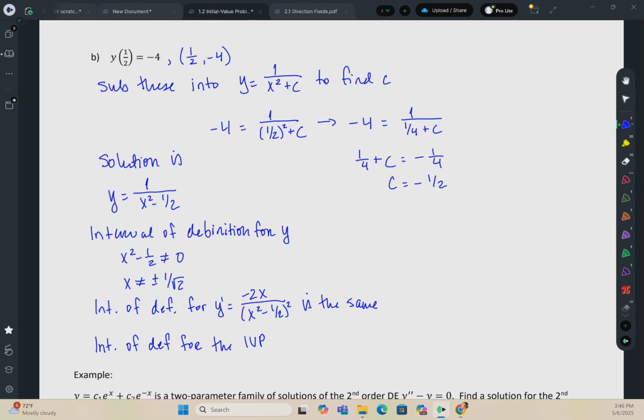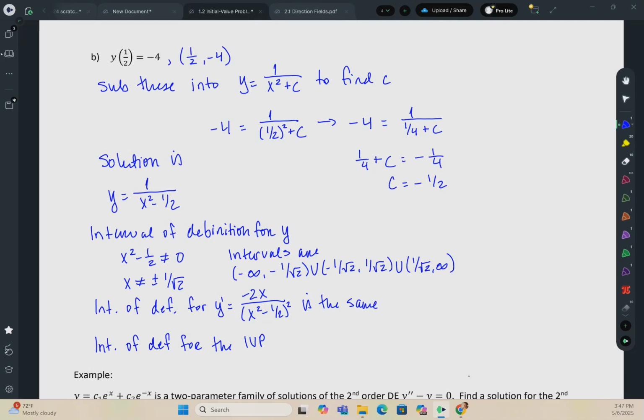Okay. Now, I want to go back up above where I wrote x is not equal to plus or minus 1 over the square root of 2. We could say the intervals are minus infinity to minus 1 over square root 2, union minus 1 over square root 2 to positive 1 over square root 2, union 1 over square root 2 to infinity. And so for the interval of definition for the IVP, we have to figure out which interval is the right one.